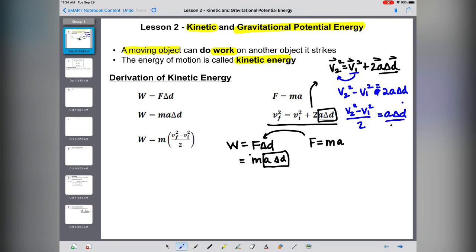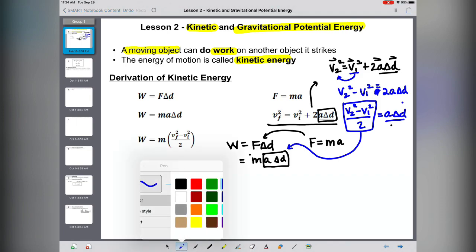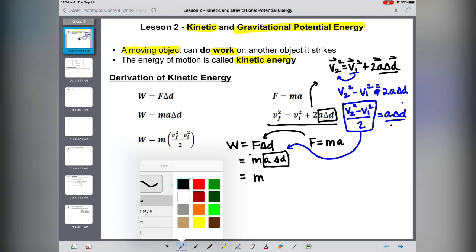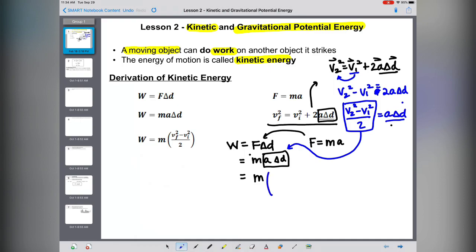So I'm replacing the A delta D in the work equation by the V2 squared minus V1 squared over 2, and this is where they came from. So work equals mass times, instead of A and delta D, we're going to sub in V2 squared minus V1 squared over 2. Okay, so that's what work can be equal to.